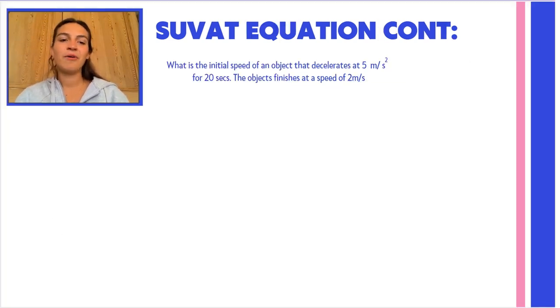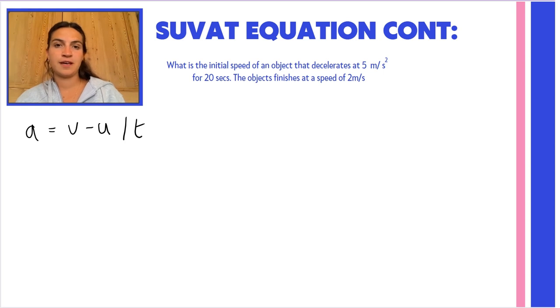Okay, now I want to find the initial speed of an object that this time decelerates at 5 meters per second squared for 20 seconds, and it says the object finishes at a speed of 2 meters per second. So again, let me write my equation out first. A is V minus U over T, and what variables do I have in my question? It's telling me that it decelerates at 5 meters per second squared. I need to be careful here because I need to put a minus sign in front of that 5 for my acceleration to show that it's a deceleration.